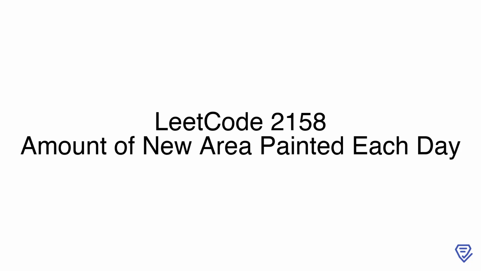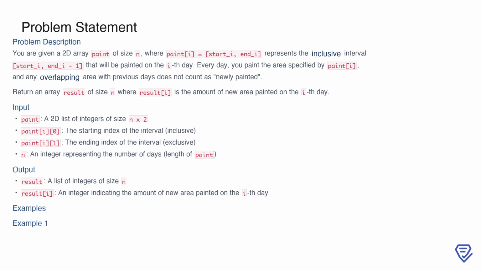Let's dive in. In this problem, you are tasked with calculating the amount of new area painted each day based on a series of intervals. You are given a 2D array called paint, where each entry paint[i] specifies the range of indices to be painted on the ith day.